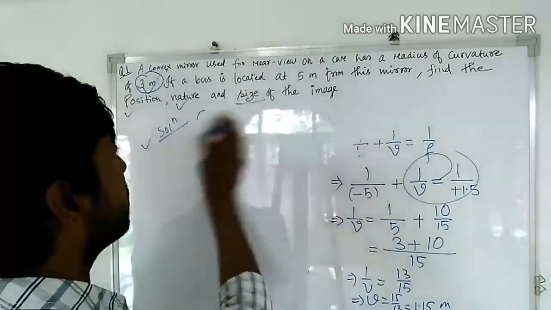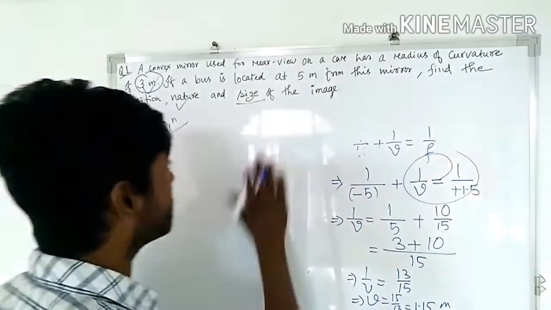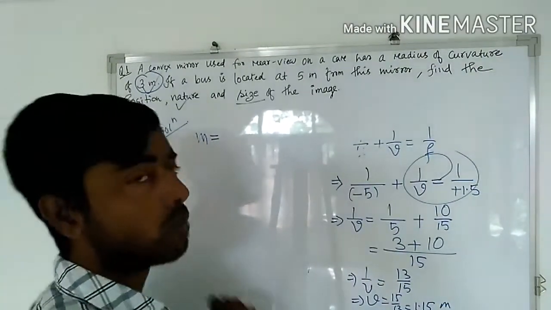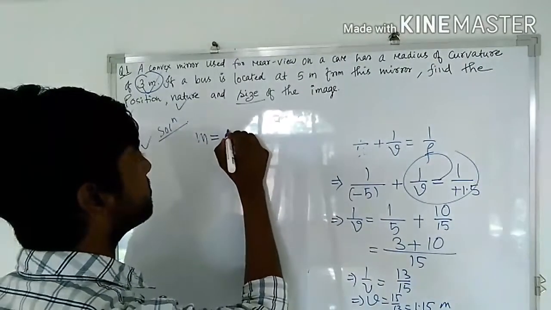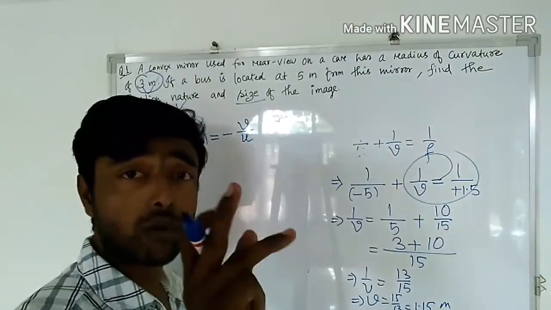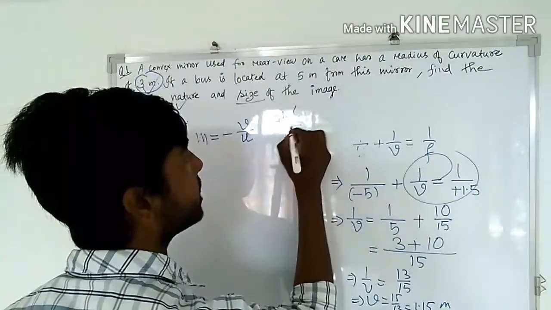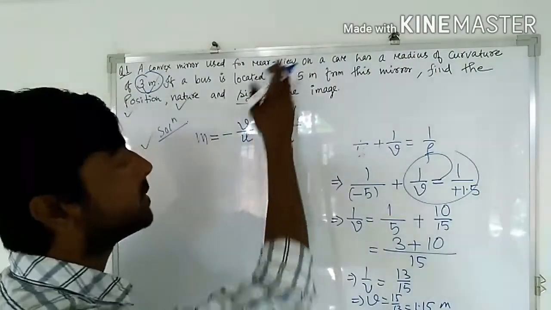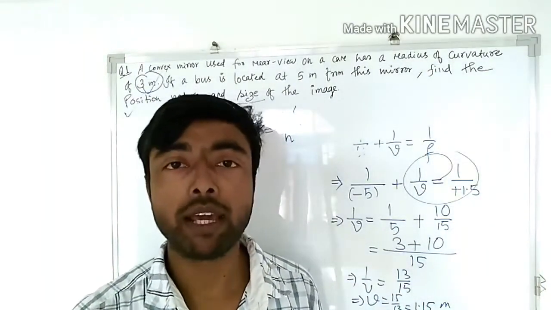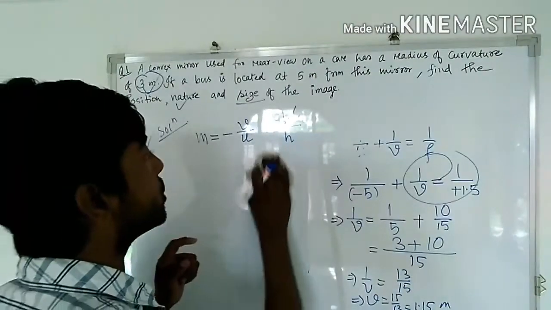Magnification. Now we have to use the formula for magnification to find out the size of the image. We know that magnification is equal to minus V by U. Another formula is magnification equal to image height by object height. But in this question, object height and image height are not given. So which formula do you need to use?